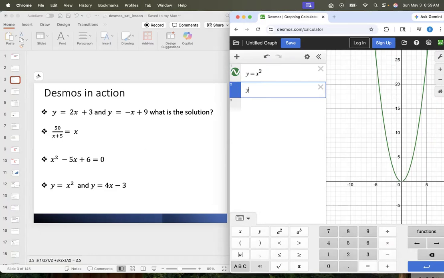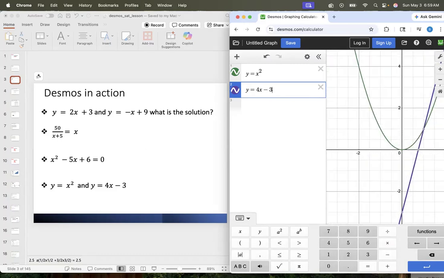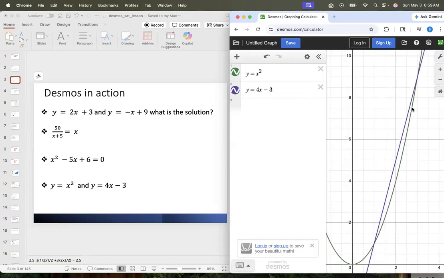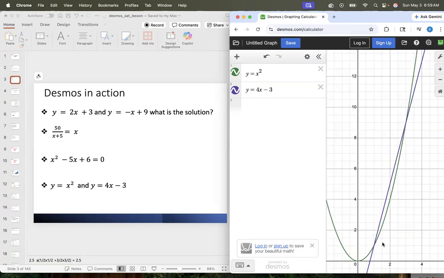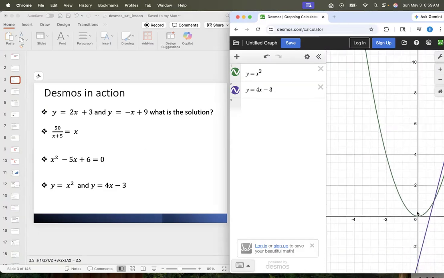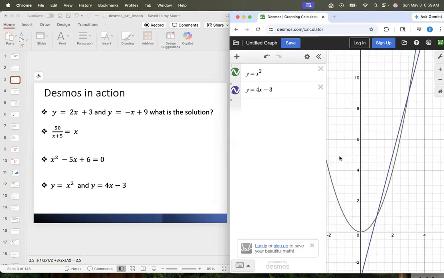Plot those in a very short time, and then you get your answer right away. This is where the two graphs intersect, and you can find the points over here. You can find the vertex, and you can find any information they ask you. But this is straightforward Desmos in action.